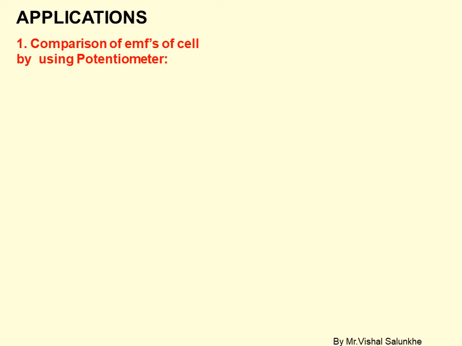Next, now we'll see some applications of the potentiometer. Clear? So there are two applications. First, comparison of EMF of cells by using potentiometer. Suppose you have two primary cells, two batteries, and both the batteries have their own potential difference or EMF. Now we are going to compare the EMF of these two cells with the help of potentiometer.